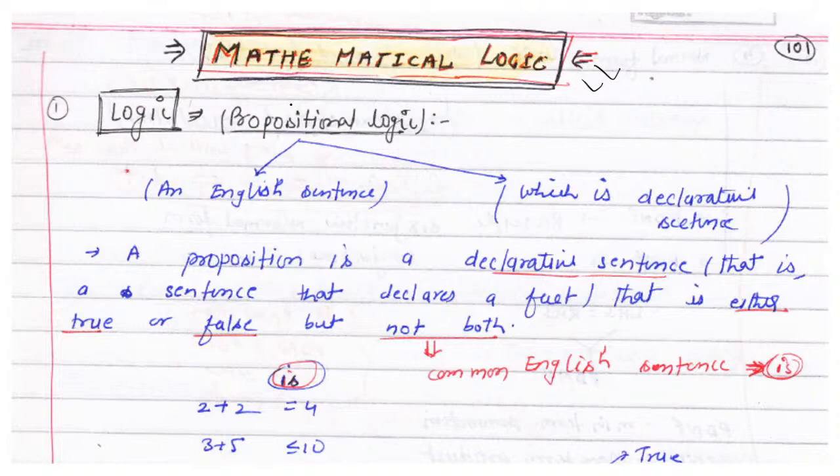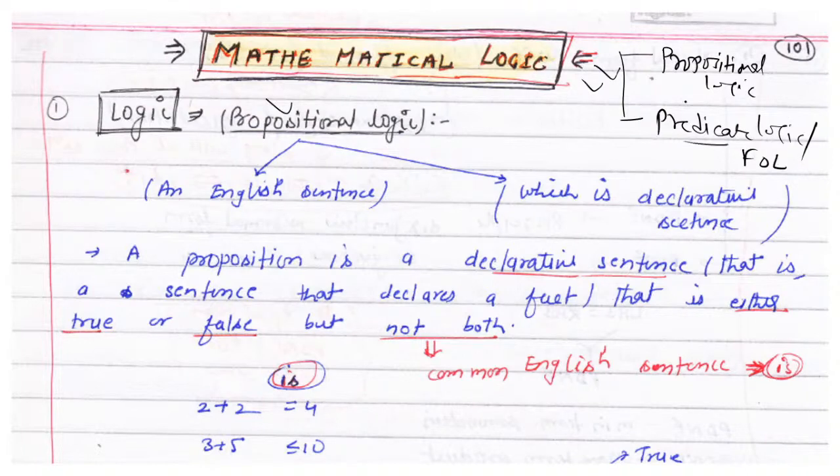So first, the concept is, in mathematical logic we have two types of logic. The first is propositional logic and the second is predicate logic, which is also called first order logic. These are the two types of logic in the syllabus. Remember, this is a different form of logic and this is a different form of logic.